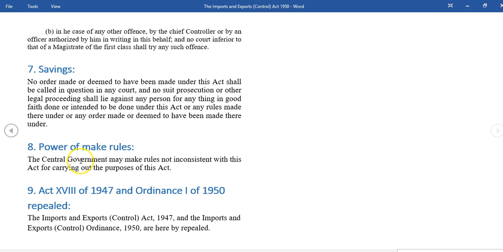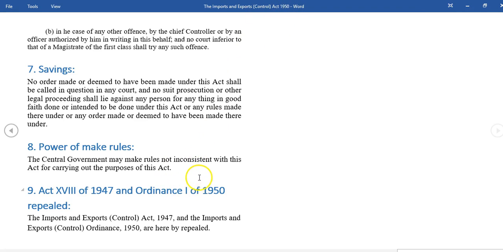And in section 8, the government is given the power to make any additional rules for carrying out the purpose of this act. And finally, we see that there is a mention that after this act of 1950, the Act of 1947 and the Ordinance of 1950 are repealed, or you can say cancelled. One thing to mention in the end: here you see the Ordinance of 1950, and we know that our Import Export Control Act is also of 1950.